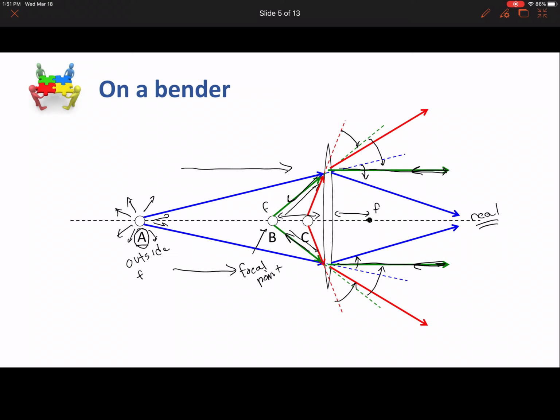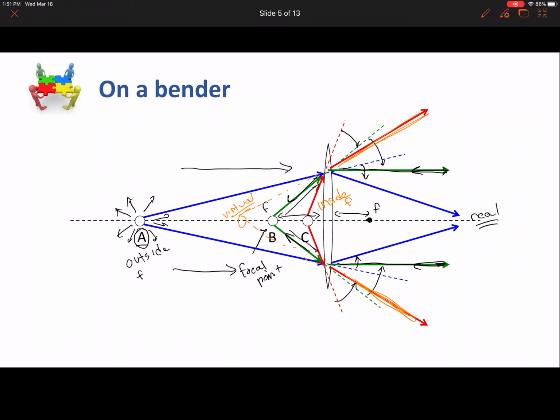If we have an object that's inside the focal distance or the focal length, the rays are hitting the lens much too steeply to be bent and converged on the other side. What we're going to end up with is a virtual image. The rays are still coming apart here. They're still diverging, just not from the actual object. It's from an image of the object.